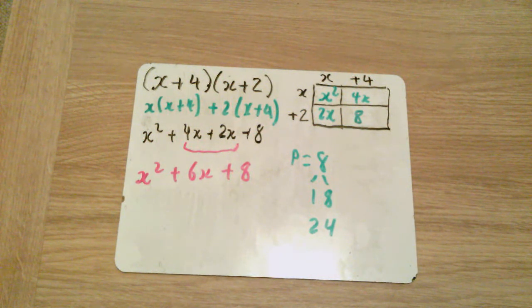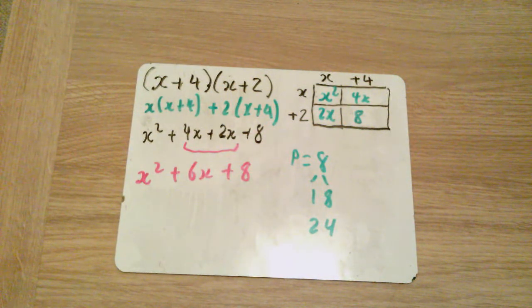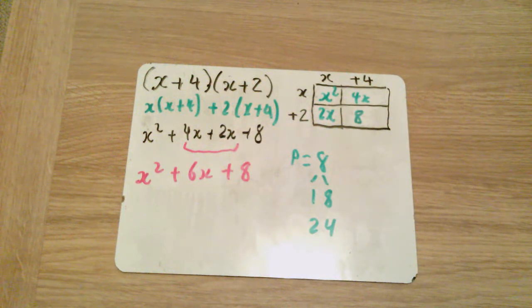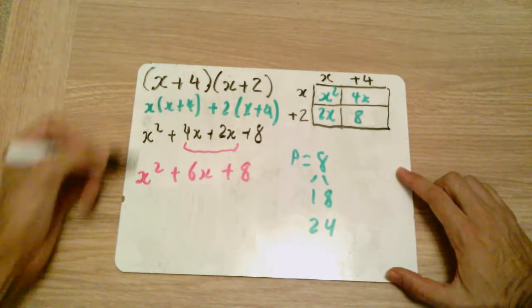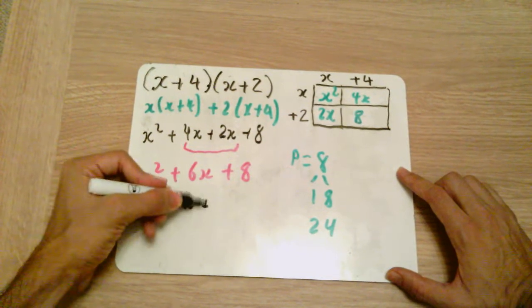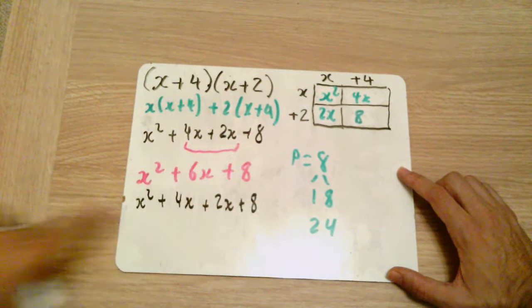We normally go straight from this to this and put it into double brackets. However, what I want to do is to work backwards, follow this method back, because it's going to be very important when we come to quadratics when the x squared coefficient is not equal to 1. So the first thing we do is we split it back up. We go x squared plus 4x plus 2x plus 8. It doesn't matter which way we do this round.